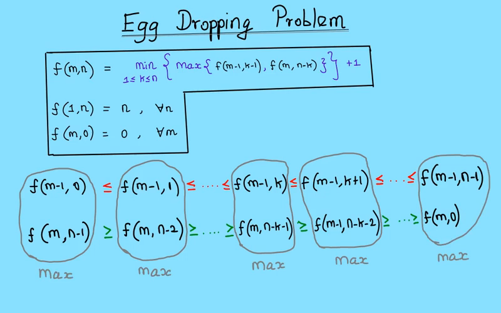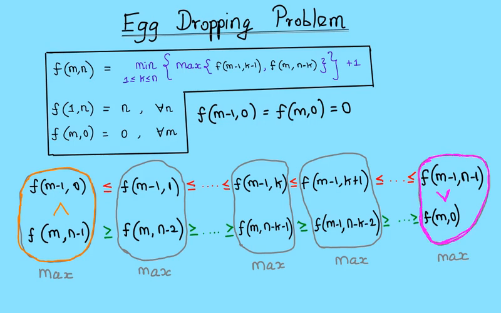These are the pairs corresponding to the pair in the recurrence relation, that is f of m minus 1 comma k minus 1 and f of m comma n minus k, where k ranges from 1 to n. And we need to find the minimum of all these elements. We can also note that f of m minus 1 comma 0 and f of m comma 0 are both 0. Hence we have this inequality and also this inequality.